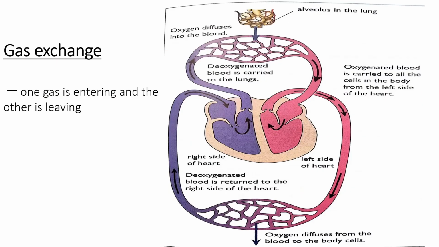Okay. So the first thing, we are just going to recap a lot of things from transport in animals, especially because the lungs and the heart sometimes work in pairs, because the heart needs to pump blood into our lungs. So again, everything diffuses in the alveolus of the lungs, therefore it diffuses oxygen. So one gas is entering and the other is leaving.